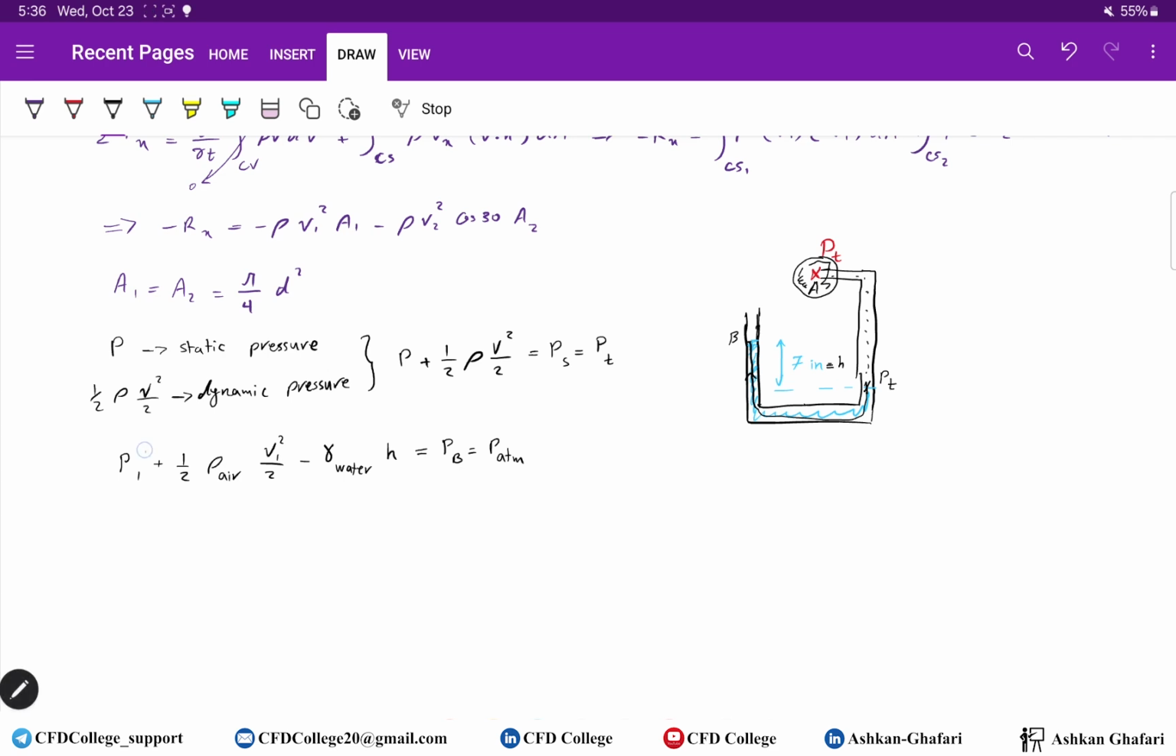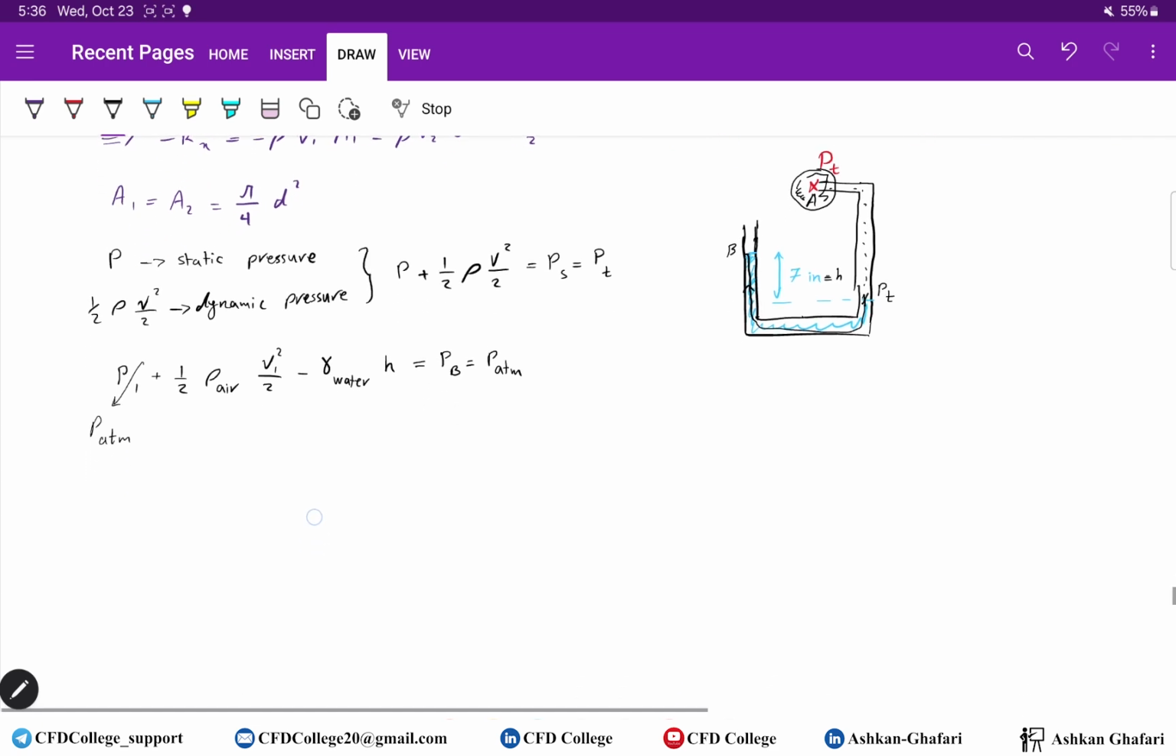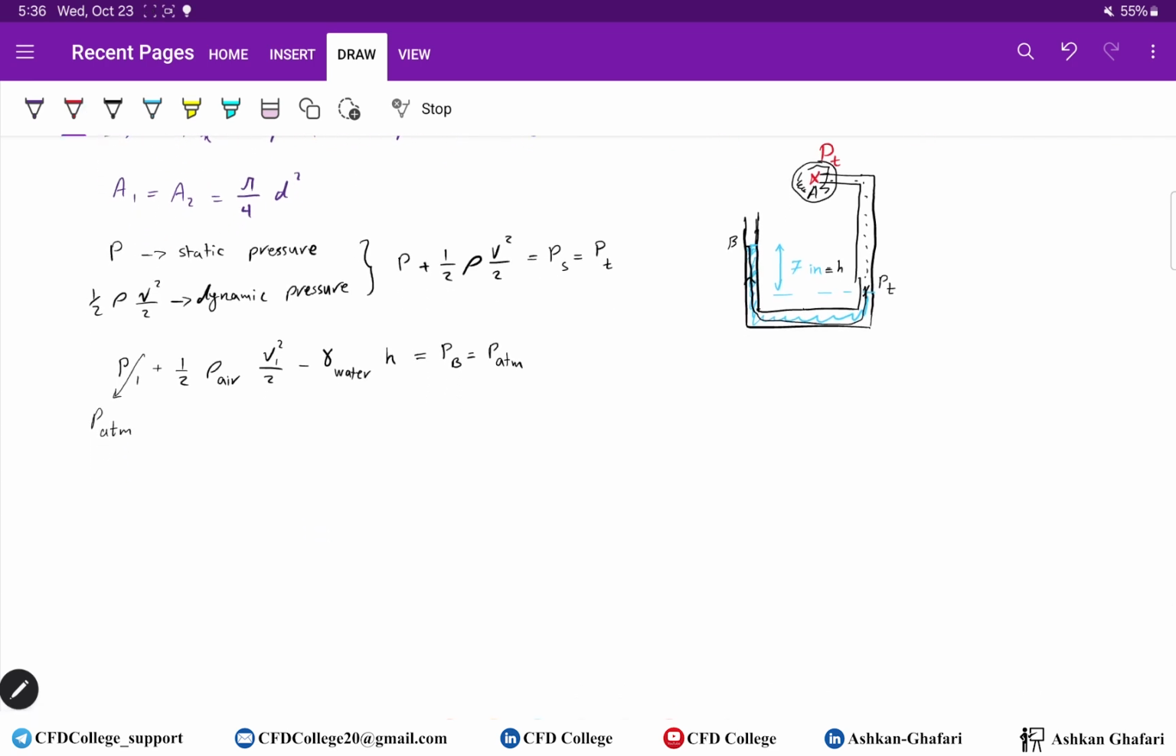So actually P1 is PATM, which is 0. Why? Because we are working with gauge pressure. So this is 0, and also the other side. From this we can find that V1 equals the square root of 2 gamma of water times H over rho, density of air.